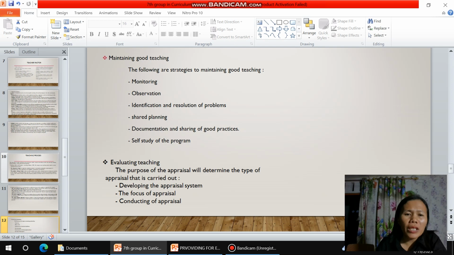As for maintaining good teaching, the following are stages to maintain good teaching. First, monitoring, observation, identification and resolution of problems, shared planning, documentation and sharing of good practice, and the last, self-study of the program. As for evaluating teaching, the purpose of appraisal will determine the types of appraisal that are carried out. First, developing the appraisal system. Next, the focus of appraisal. And next, conducting the appraisal.